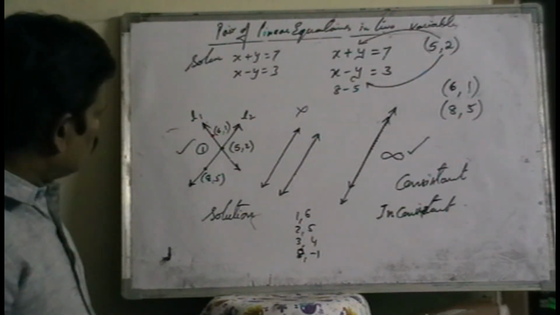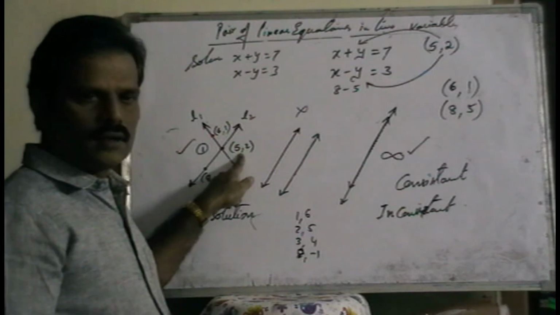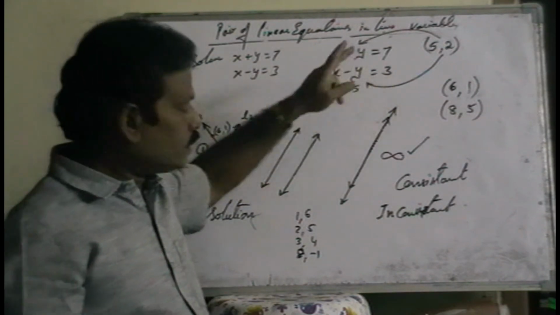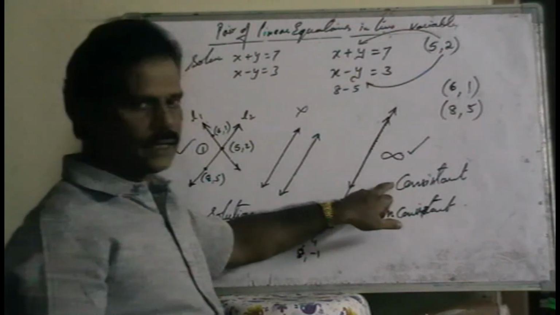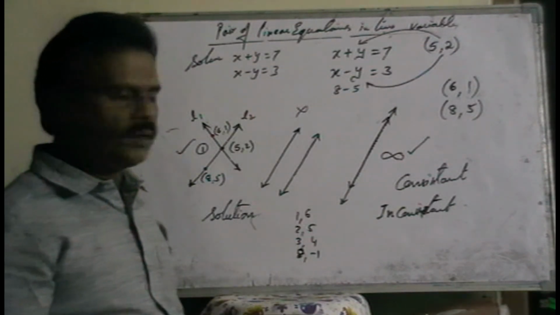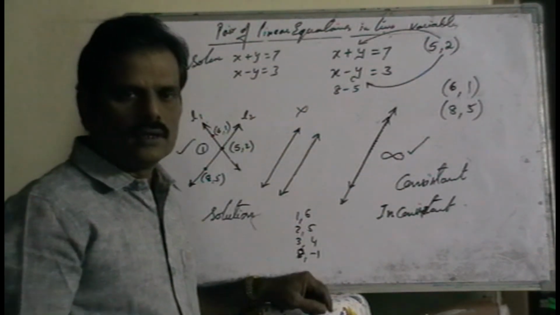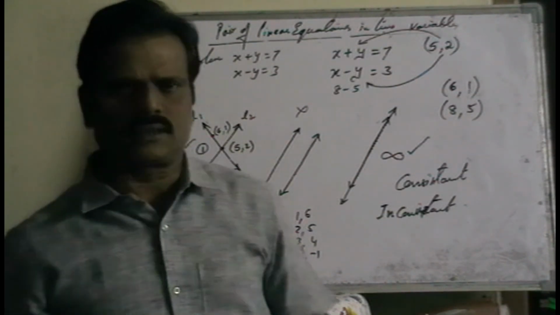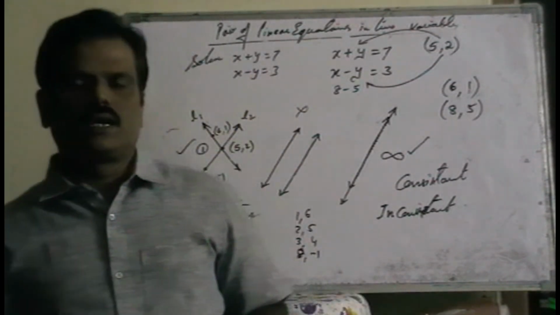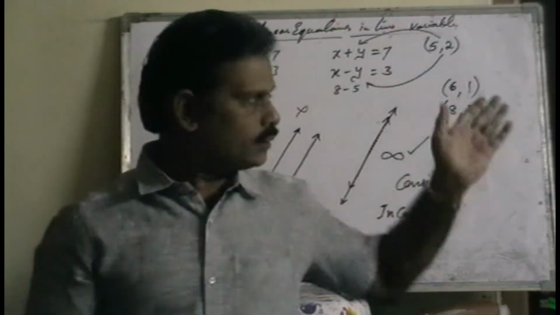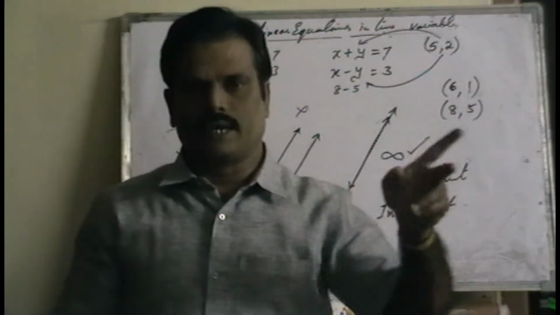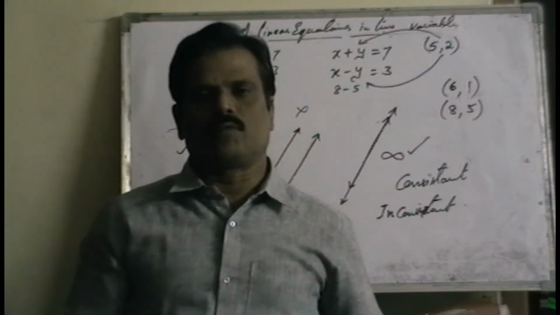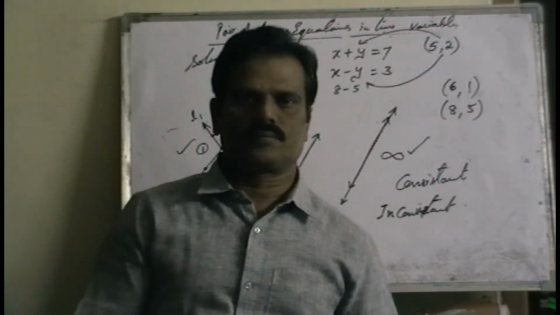Like that, if there is only one solution, or every point is a solution which satisfies both the conditions, then this type of lines are called consistent lines. If there is no solution, they are parallel lines. These are the main concepts of this chapter. In this chapter, pair of linear equations, most of the problems are theoretical problems. For example, the sum of the pen and pencil cost is 7 rupees. The difference between the pen and pencil cost is 3 rupees. Then find the cost of each pen and pencil.